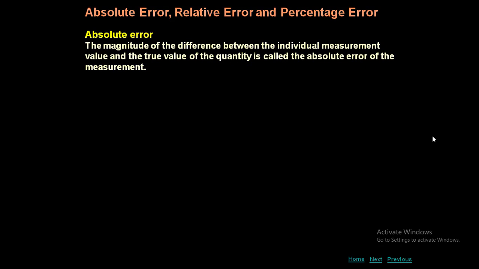The magnitude of the difference between the individual measurement value and the true value of the quantity is called the absolute error of the measurement. To make it more clear for you, let's have a small example.